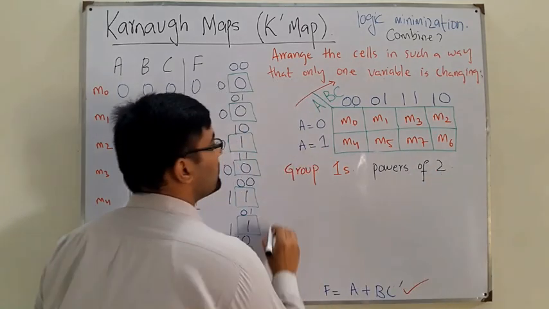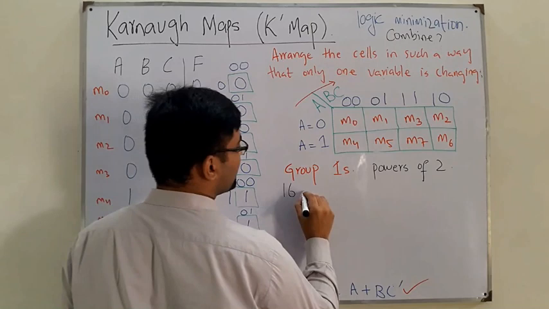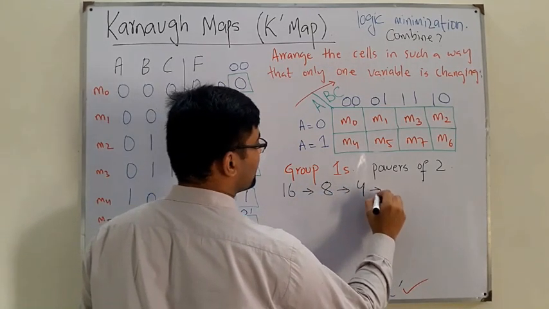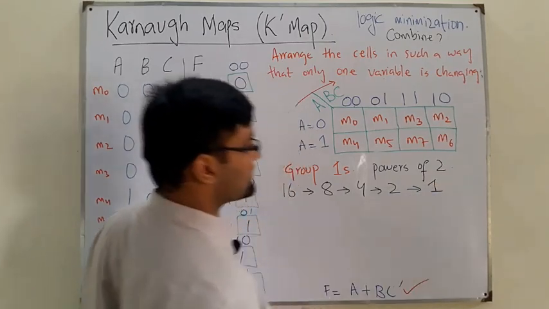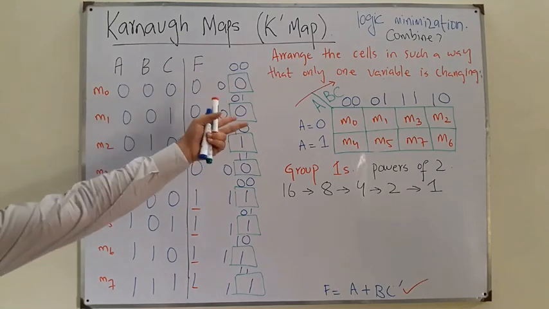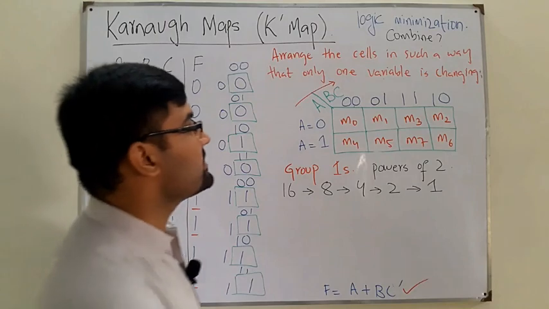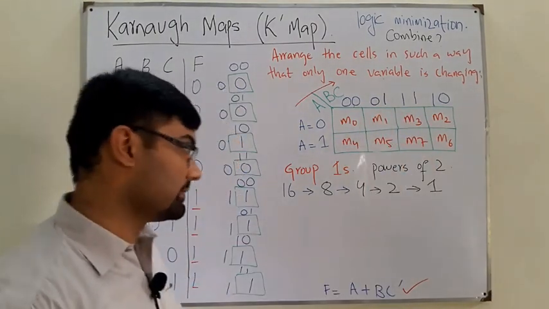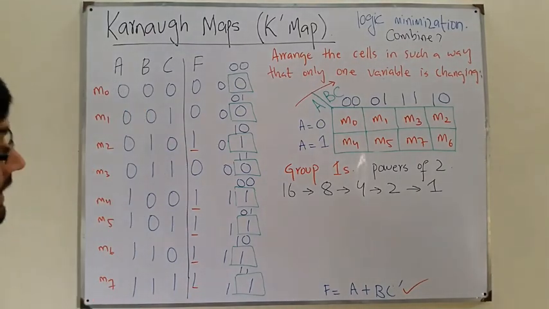Which means you look first for a group of 16 ones. If they're not present, you look for 8. If they're not present, you look for 4. If they're not present, you go for 2. If they're not present, you can also have a single one as a group, alright? Now we're dealing with a 3 variables K-map. So we don't have 16, so we can have a maximum of 8, which means all of these would be high and you just encircle them and write down the function. Now how is that written? So we'll see this through the same example, okay?